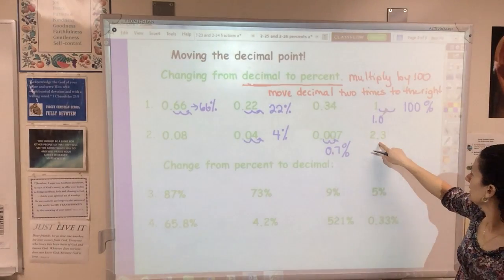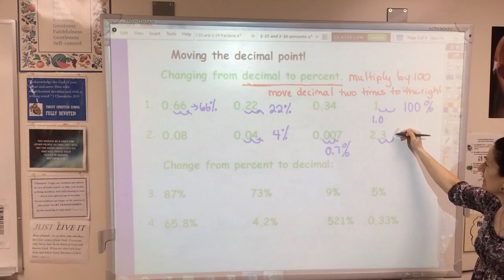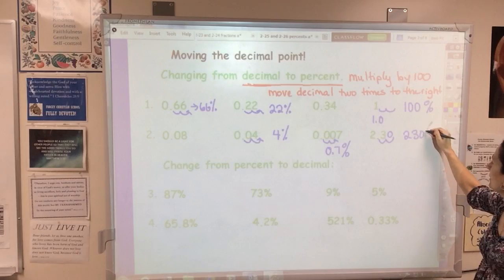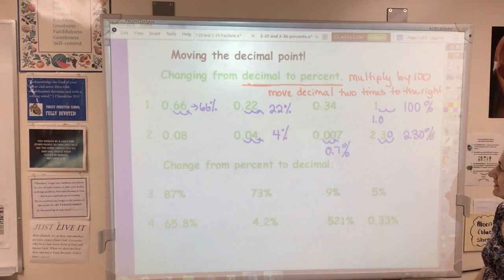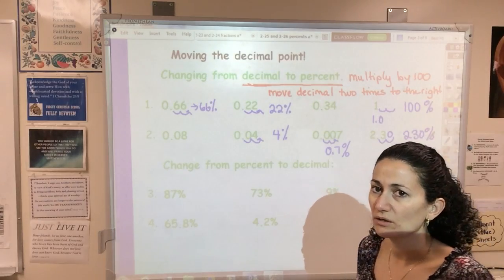Here's another one. 2.3. If I move the decimal 2 times, I'm going to add a 0, and that would be 230%. Now, I know I didn't do all of them. You can certainly pause the video and try some of those on your own.